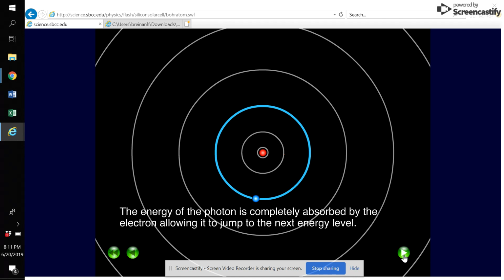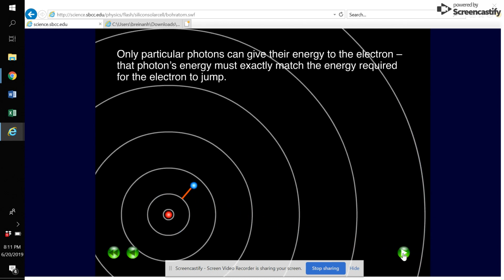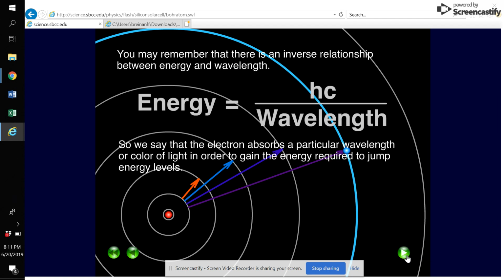On the next screen, you will see how photons of 4 different colors each have a different energy and are capable of exciting the electron to different energy levels. So here are the photons of different energy coming in, and each time the electron gets excited to a different energy level. Don't worry about the equation on this screen, but the idea that light of a certain color or wavelength carries a specific energy is important.